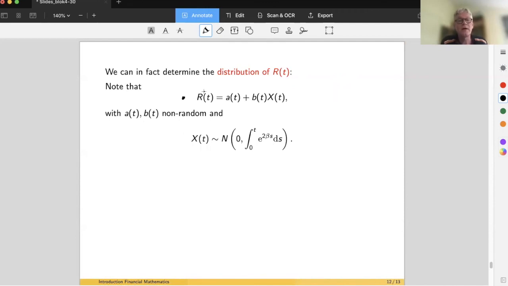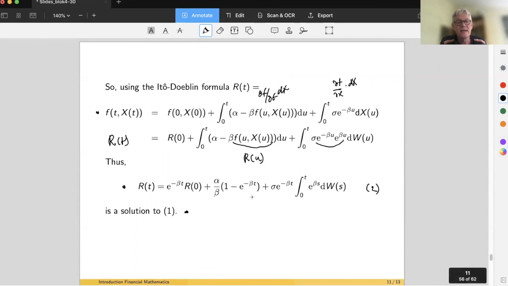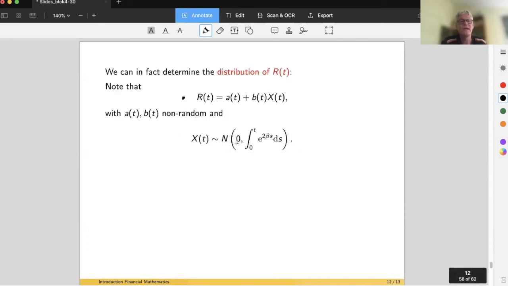Again, let's look at R and see if we can indeed see it like this. So R is, here we have this function only depending on t, little a, and here we have our little b, and here we have our deterministic function e to the power beta s, and the Ito integral with respect to, of course, the Brownian increment. So that is how we see it in an abstract way.